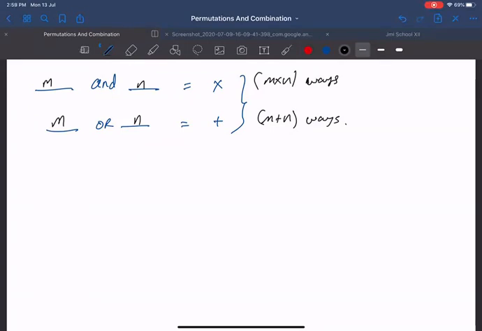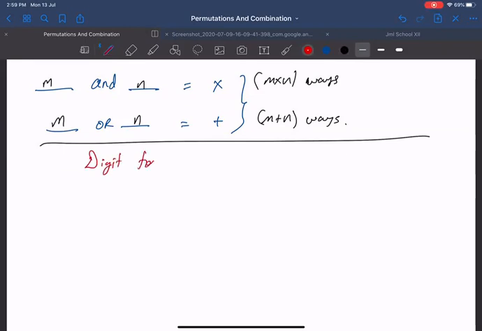Okay, now let us talk about a few sums before we go ahead. Okay, so let's talk about, first is digit formation. This is a very nice type, so let me write with red. It is very good. In this you can take the difficulty to a dangerous level, to the next level.